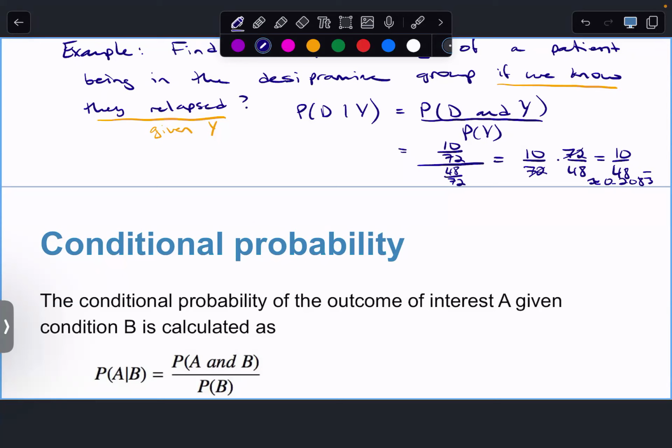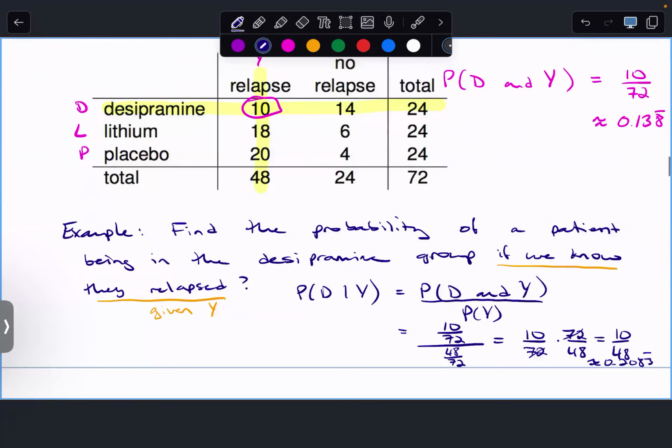Did you need the formula to find this? Not really, right? If you said, okay, what's the probability of a patient being in the desipramine group if we know that they relapsed? So we already know that they relapsed, which forces us to be in this group, which now has a total of 48 instead of 72, right? How many of those were in this desipramine group? Well, 10 out of 48. So you could have solved this with just the table, right? And that's totally fine, right?